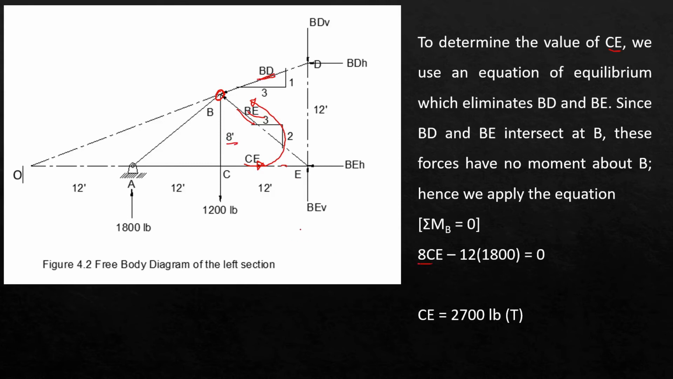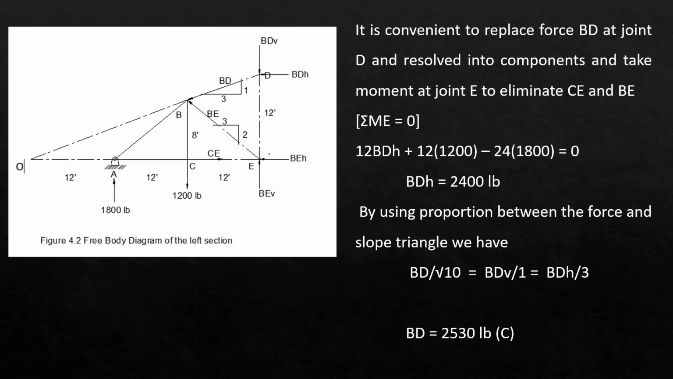And then you also have here, this one is also not included. We also have here 1800 at a distance 12. Now this one's negative since it's in the opposite direction. Okay. So you can also have all clockwise equal to counterclockwise forces or moment. So we can compute CE is equal to 2,700 pounds, which is tension. Obviously, bottom chords are expected to possess tension forces.